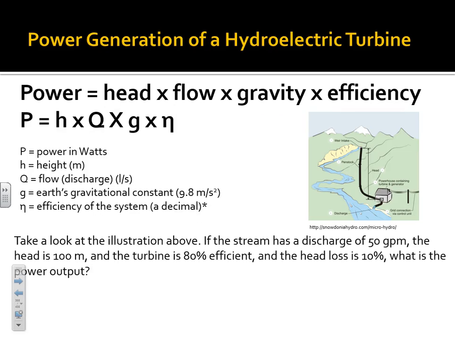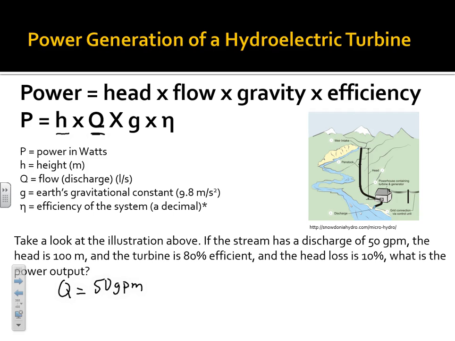Okay, so here we go. Here's our set of specifics, characteristics. First of all, we know our head, so let's figure out our discharge. Discharge, in this case, is given as 50 gallons per minute. If you look up, there's a conversion factor.